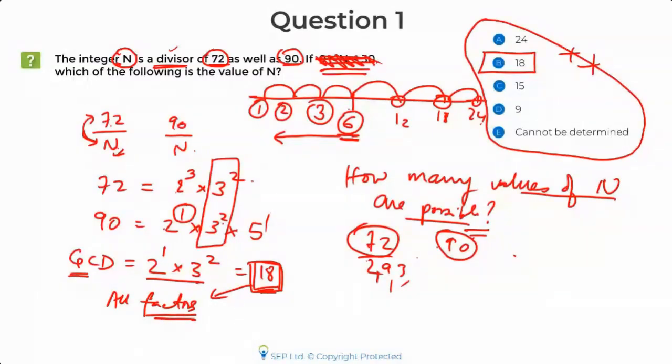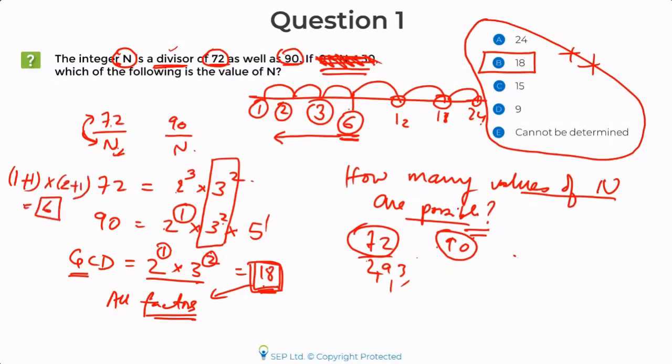Now 18, what are the factors of 18? How do you find out the factors of 18? I just told you how to find out the total number of factors by using the formula of factors, which is you look at the power, you add 1 to it. So 1 plus 1 times 2 plus 1. And you would say there are 6 factors of 18.